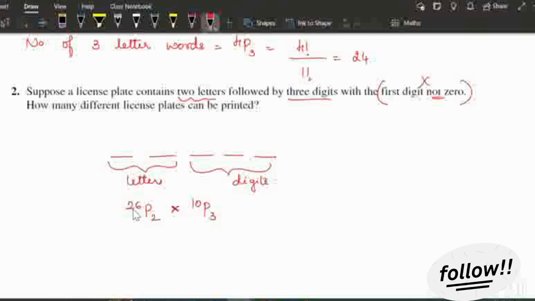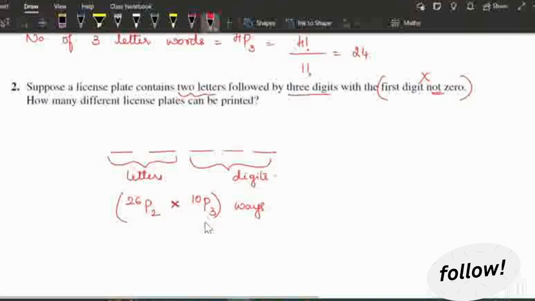So two letters I will take out of 26 letters. Three digits I will take and arrange from 10 digits, and that is going to be the answer. So you can find out what is the answer, or you can even leave it like this. You can just directly write: two letters out of 26 letters can be selected in 26P2 ways, and three digits from 10 digits can be selected in 10P3 ways. Therefore, total number of license plates that can be formed is 26P2 into 10P3. You don't have to actually simplify. You can keep it as it is.